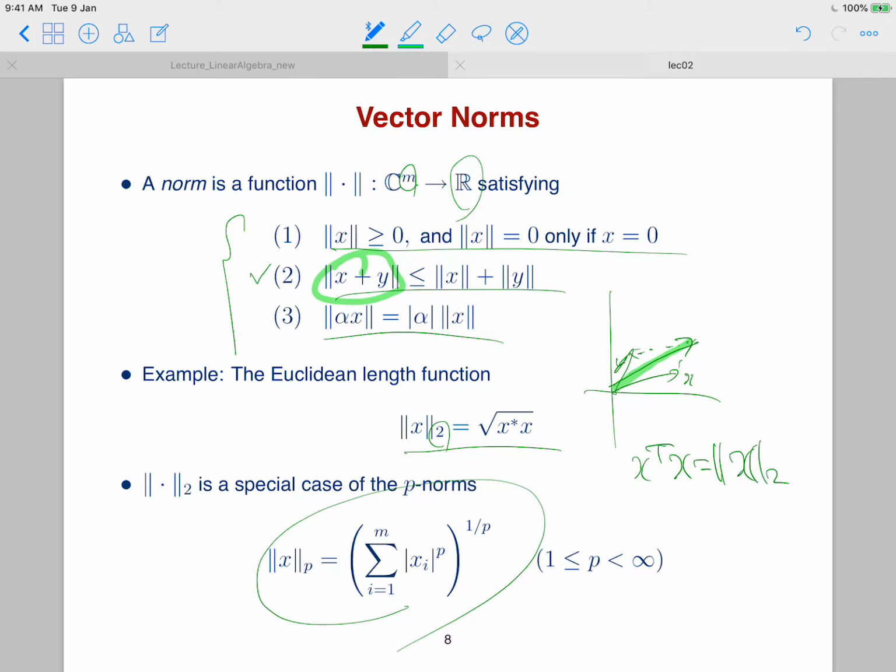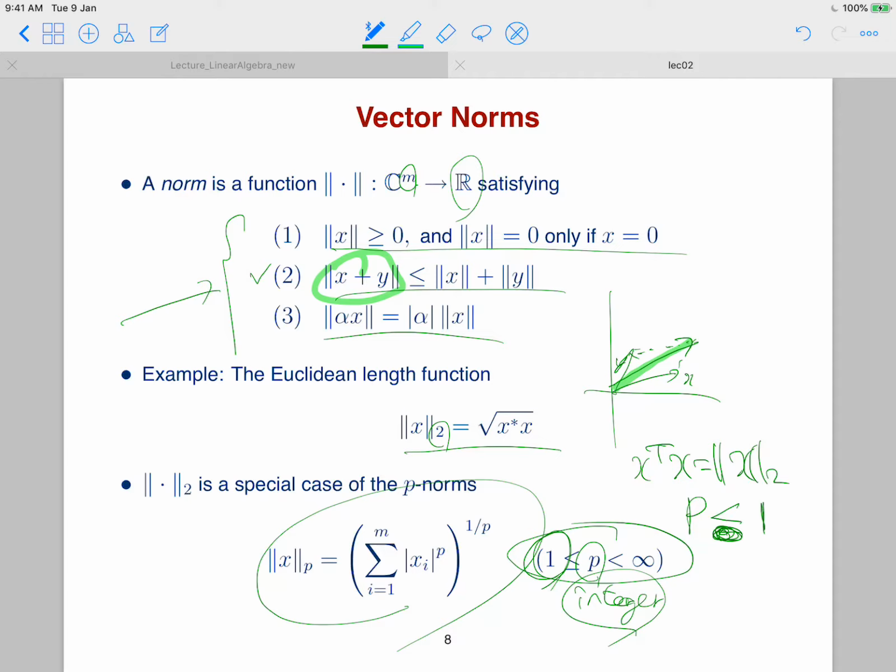And this is a generalization of the 2 norm, and it's called the P norm, right? P is usually an integer, and yeah, it can be non-integer, but in general, this P is greater than or equal to 1. So what if P is smaller than 1? In that case, it is not a metric.